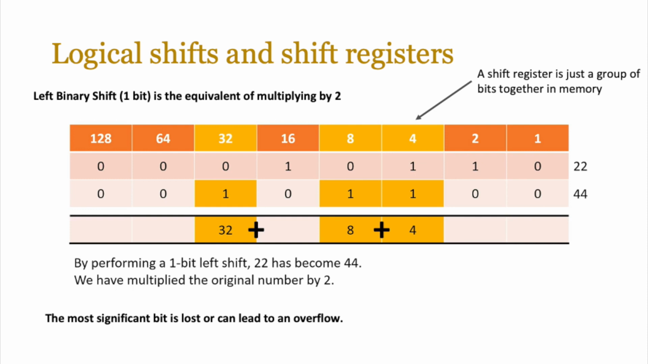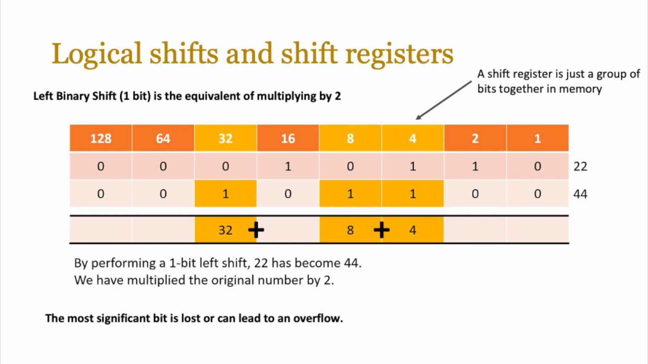So if I move a bit to the left of it, that means I'm multiplying the original number by 2. So if you think about it, if I have 0001 and I shift that 1 place to the left, I now get 0010. So the original number was 1, the new number is 2. Now if I shift it once again, 0010 becomes 0100. So the initial number was 2, and then the new number is 4.